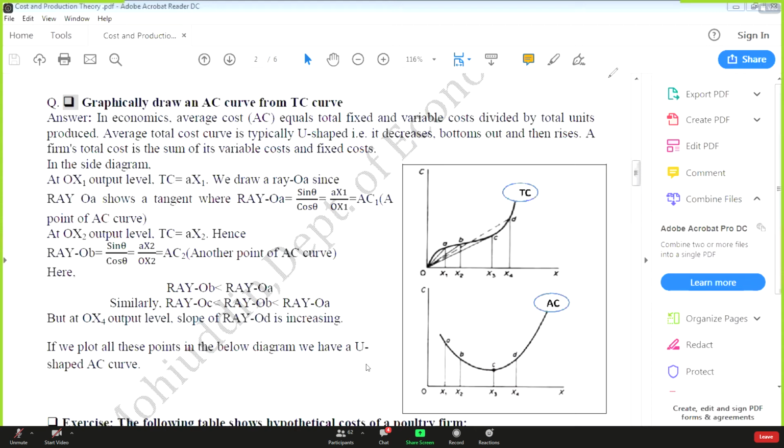Rahmat Khan, your hand. Any question? I want to know how this question will come in the examination. In this way: derive or graphically show an average cost curve from a total cost curve. Oh, yes, thank you, sir.